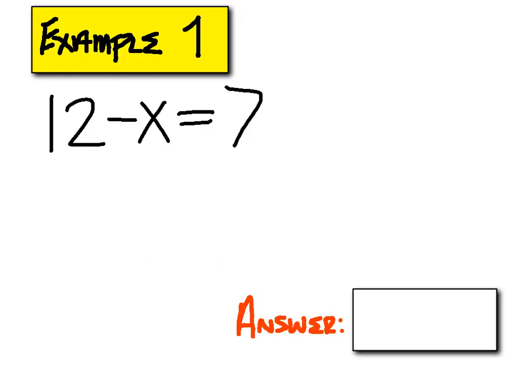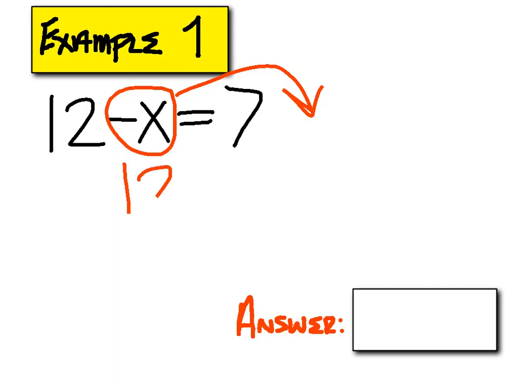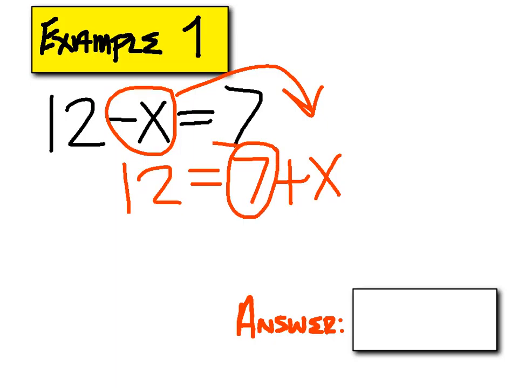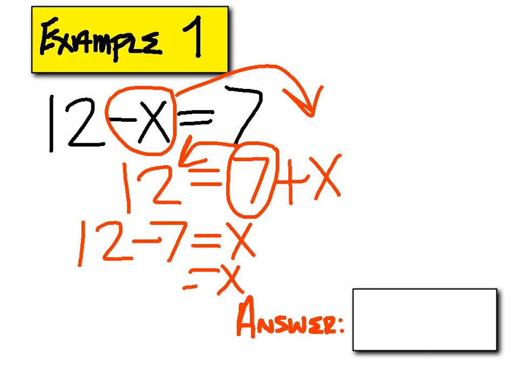Okay, for the first one, we have 12 minus x is equal to 7. So our first step, we need to move our negative x to the other side to make it positive. On the left side, we're left with 12. On the right side, we have 7 plus x. Next, we need to move our 7 to the opposite side to get our x by itself. When we move our 7, it's going to make it negative. So our answer is 5.